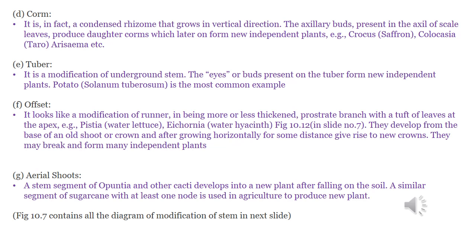A similar segment of sugarcane with at least one node is used in agriculture to produce new plants. This you can also observe in sugarcane, botanically known as Saccharum officinarum, where you can see the eyes present on the surface of the sugarcane, which is actually a node. When it absorbs moisture from the ground, it will develop a new plant. So in the next slide you will observe a suitable diagram, that is slide number 5, figure 10.7. Please go through the figure very seriously.